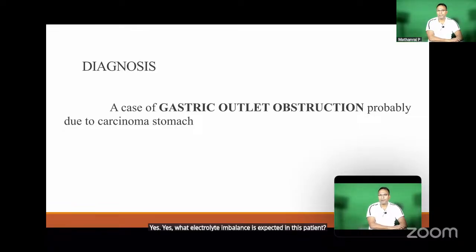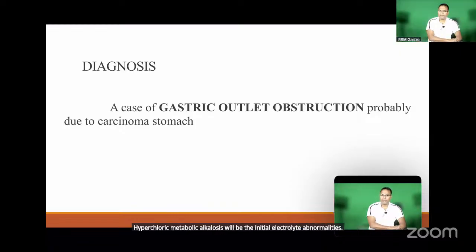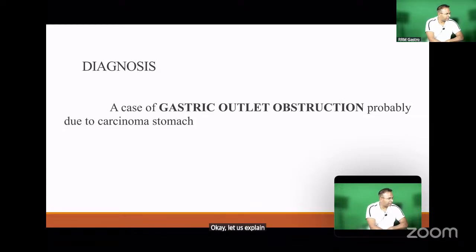Since he's vomiting HCl, the patient will have hypochloremic metabolic alkalosis as the initial electrolyte abnormality, sir. Then afterwards, it will convert into hypokalemia and hyponatremia, and it can further progress into paradoxical aciduria. Okay, let us explain. Please stop your sharing.